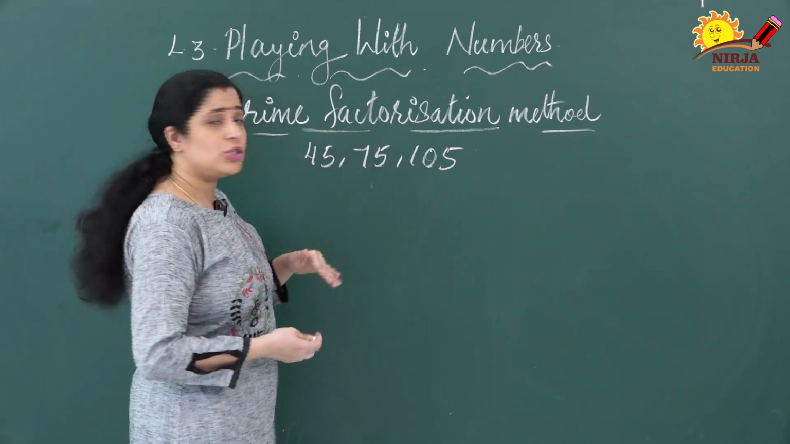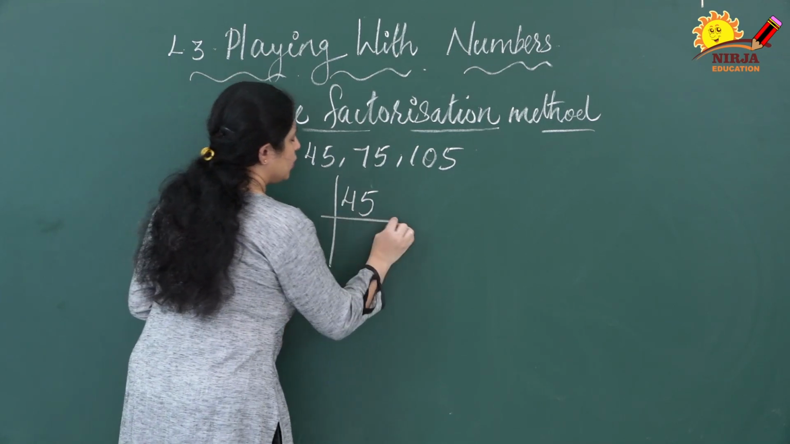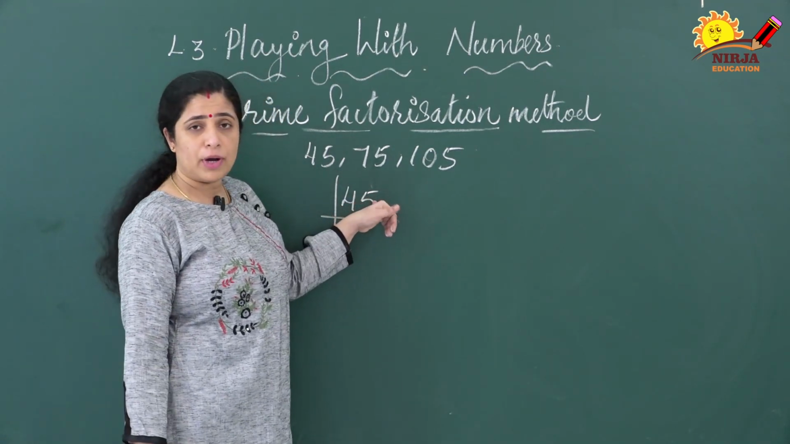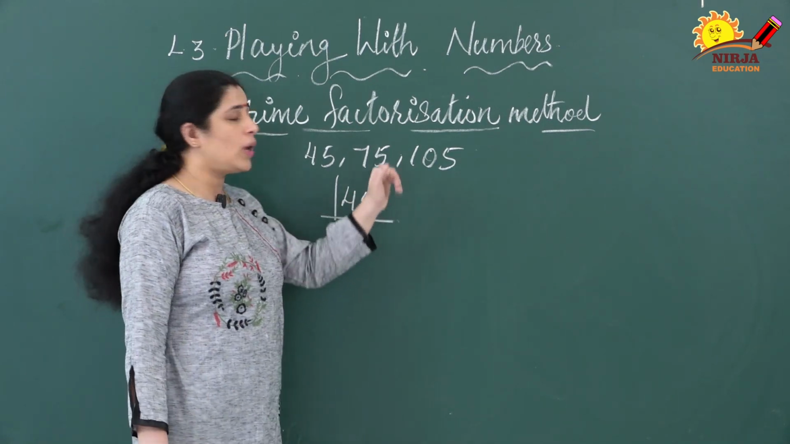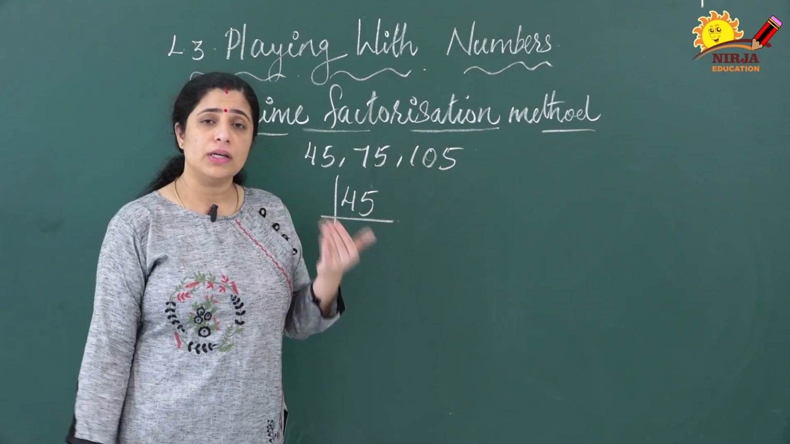So first I am going to take 45. You know that the first prime number is 2. You can't divide this number by 2 because here in ones place you are having an odd number. The next prime number is 3.